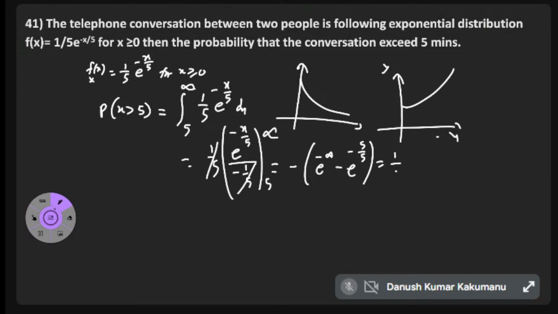What is the answer we are going to get? 1 by e is the answer. Which distribution is it following? Exponential distribution. 1 by e is the probability that the conversation will exceed 5 minutes.